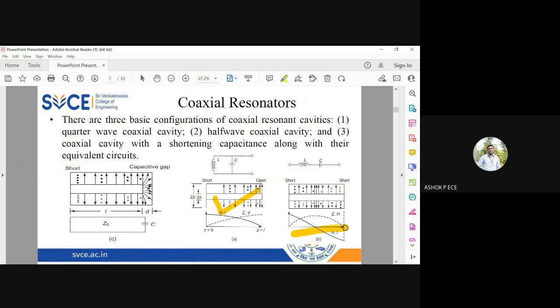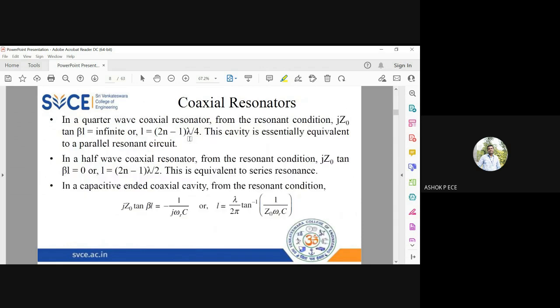And what you see here is going to be the half wave, lambda by 2. And the third one is a coaxial cavity of a particular length, and you have a shorting capacitor C. So three configurations are available. For a quarter wave cavity, you know the length will be odd multiples of lambda by 4. And for half wave, it is going to be odd multiples of lambda by 2.